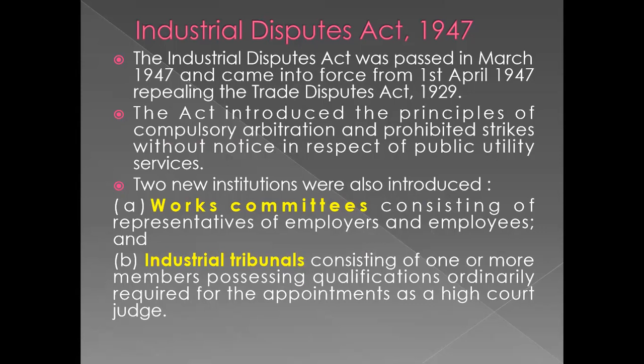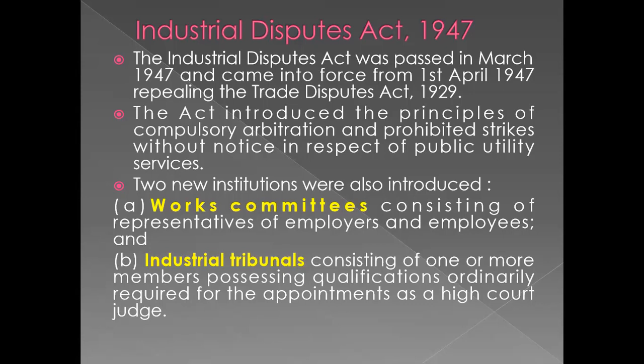The Industrial Dispute Act is an addition to the Trade Dispute Act of 1929, and the two additions added by this Industrial Dispute Act are Works Committee and Industrial Tribunals. Let us see the main labor laws prior to the Industrial Dispute Act of 1947. I'll give some of the acts prior to it that dealt with industrial disputes: Bengal Regulation 7 of 1819.